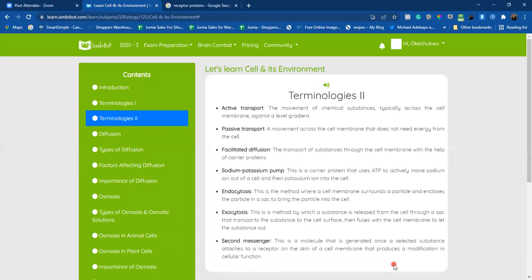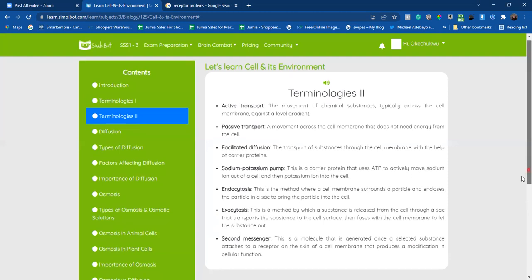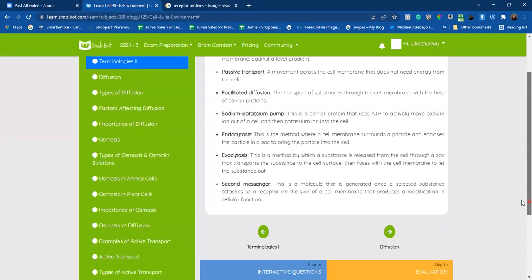We talked about active transport, the movement of chemical substances across the cell membrane against a concentration gradient. We talked about passive transport, facilitated diffusion, the sodium potassium pump, endocytosis, exocytosis. We looked at some of these things last week.